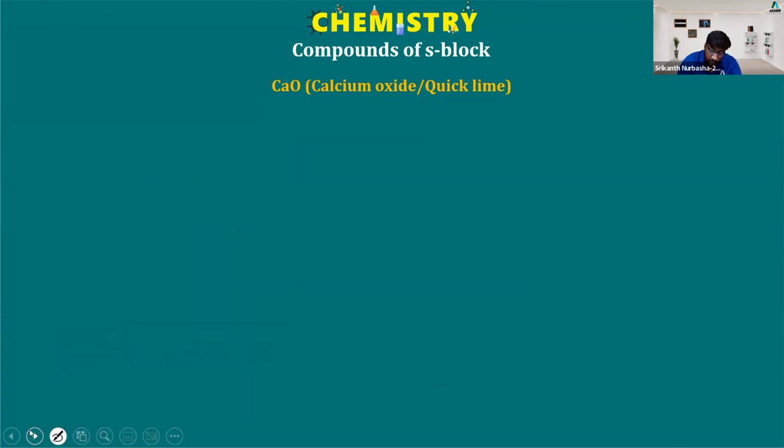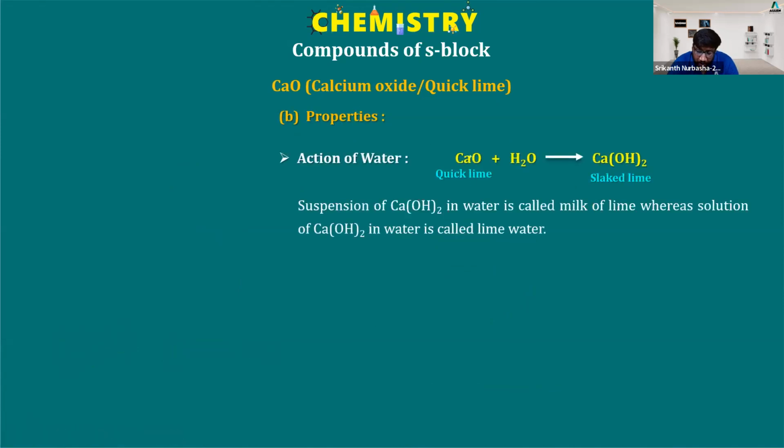Calcium oxide or quicklime properties: if you think of the action of water, quicklime upon treatment with water forms slaked lime, Ca(OH)2. A suspension of Ca(OH)2 in water is called milk of lime, whereas a solution of Ca(OH)2 in water is called lime water. Understand this point carefully: suspension and solution. What was the difference between suspension and solution?